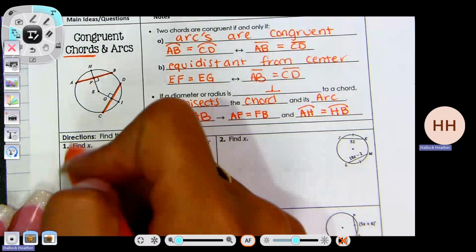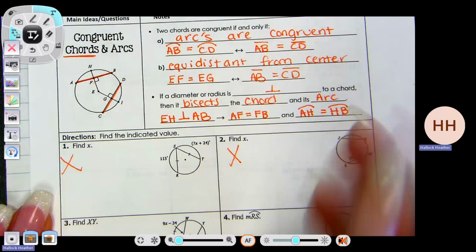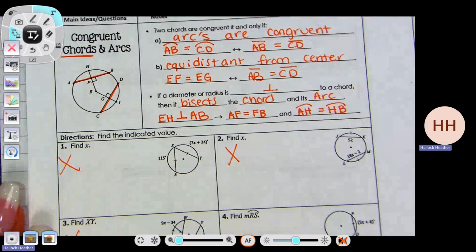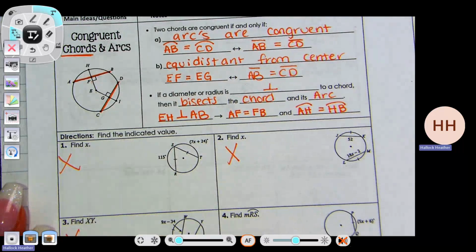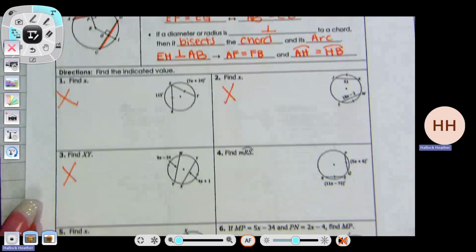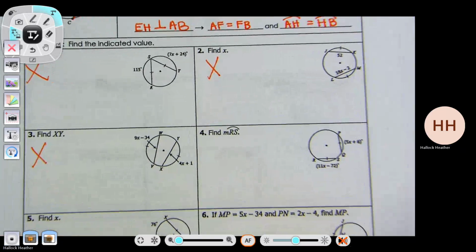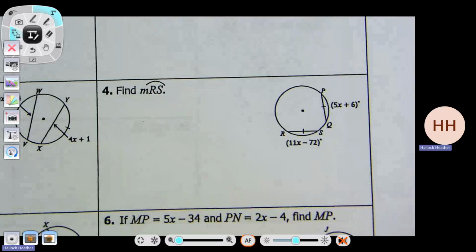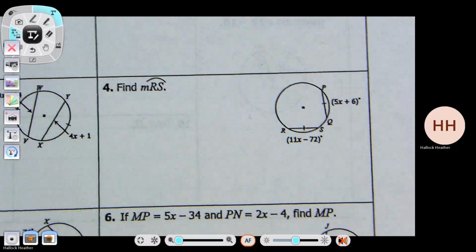So we're going to skip a lot on the front. Let's cross out number 1. Let's cross out number 2. Let's cross out number 3, because why not? You'll see that these questions are really easy. So we're not going to do a million of the same questions because that's pointless to us. So let's go to number 4.